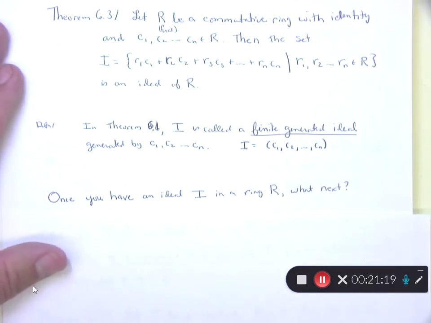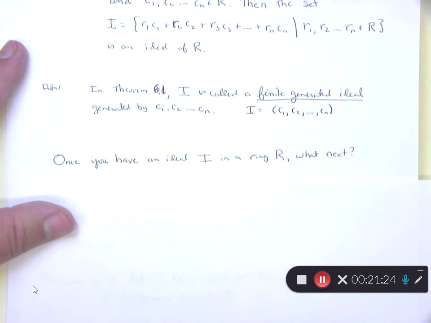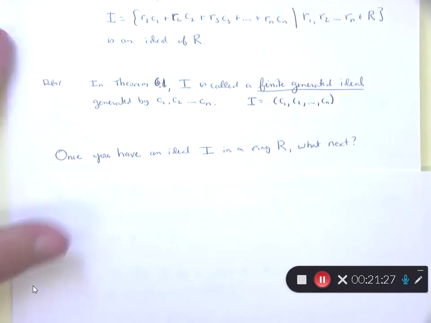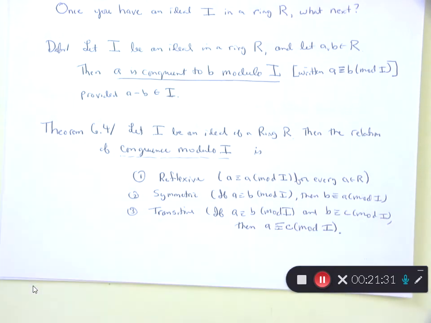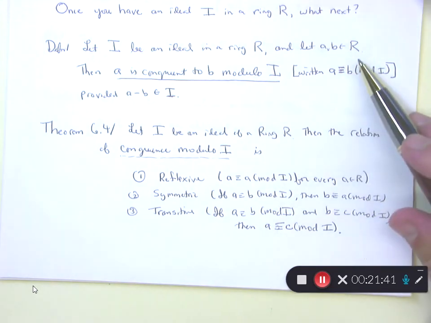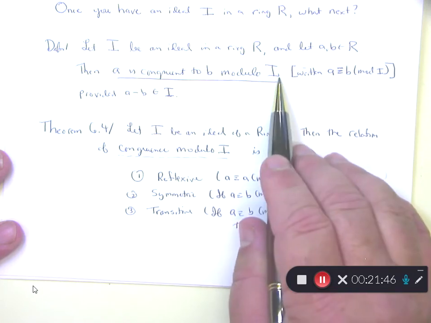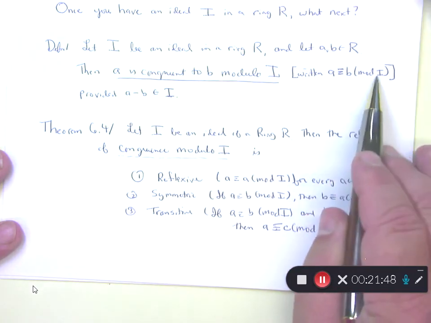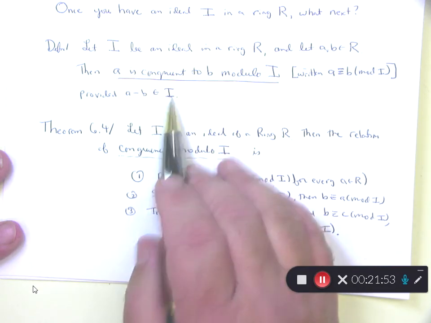Okay, so here's the big question. Once you have an ideal I in a ring, what's next? What can you do with this stuff? Well, the next one is going to be another definition. So lots of definitions in chapter 6 here. Let I be an ideal in a ring R, and let a and b be elements of R. Then a is congruent to b modulo I, written a ≡ b mod I, provided that a minus b is an element of I.